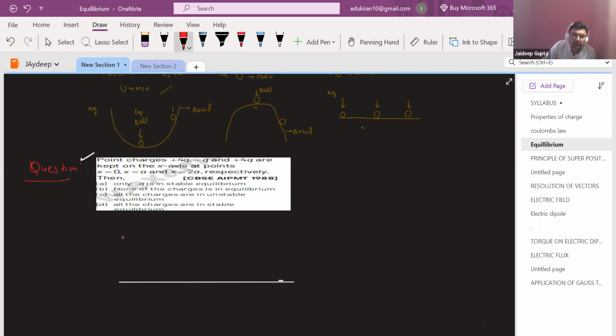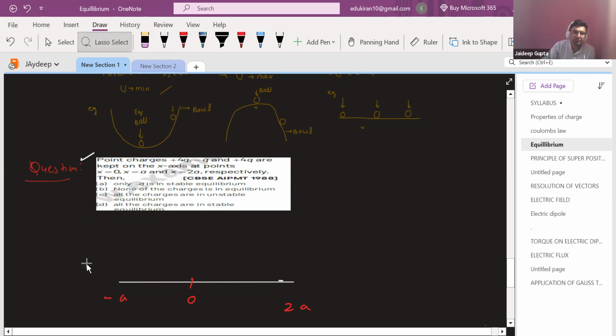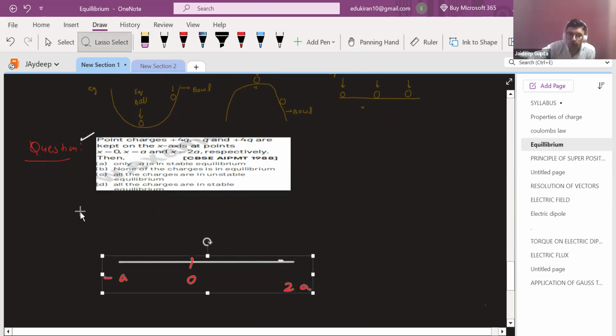The question is saying there are three charges. This is x equals 0. This is x equals minus a. And this is x equals 2. Leave this question for now.